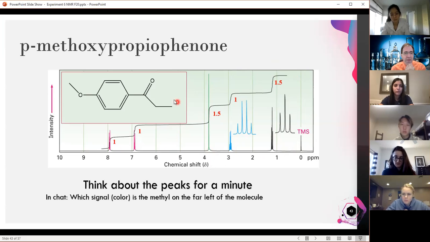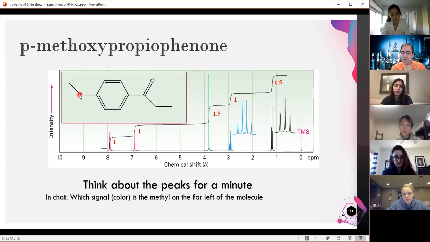So I look at this molecule and I got a methyl here on the far right and I got a methyl over here. Well, the methyl on the far right is next to a CH2. So that means this one should be split by these nearest neighbors. Okay, so that means it's probably going to be this one. This one does not have any nearest neighbors, because there's just an oxygen here, so it should appear as a singlet. So that one's probably going to be green.